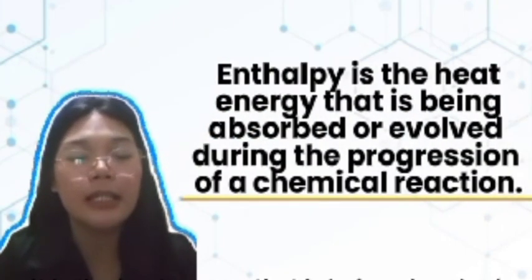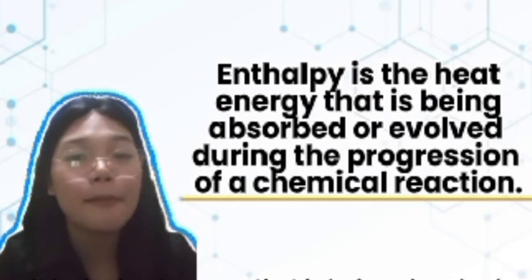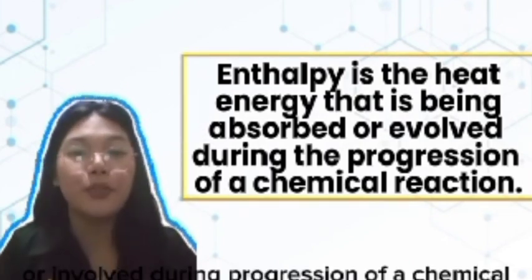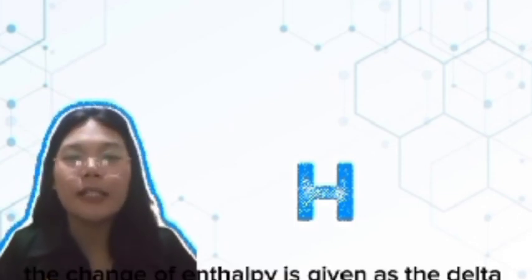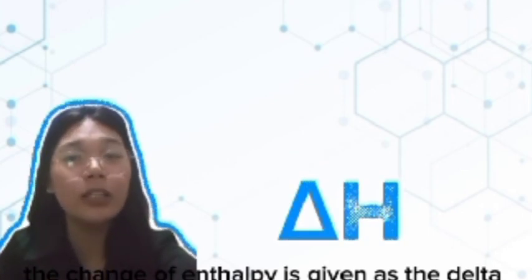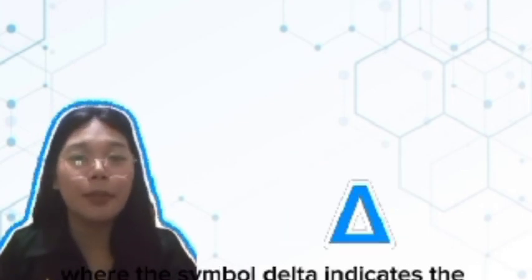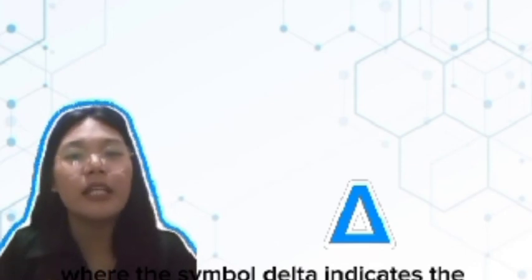We will now proceed with the main topic. So, what is enthalpy and internal energy? When we say enthalpy, it is the heat energy that is being absorbed or involved during the progression of a chemical reaction. The enthalpy is given the symbol H that indicates the amount of energy. The change of enthalpy is given as delta H, where the symbol delta indicates the change. The enthalpy is also given in joules or kilojoules.